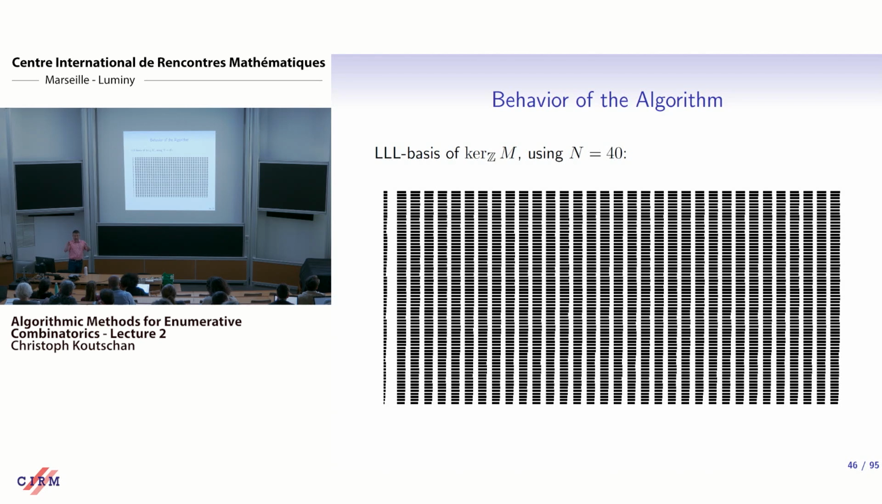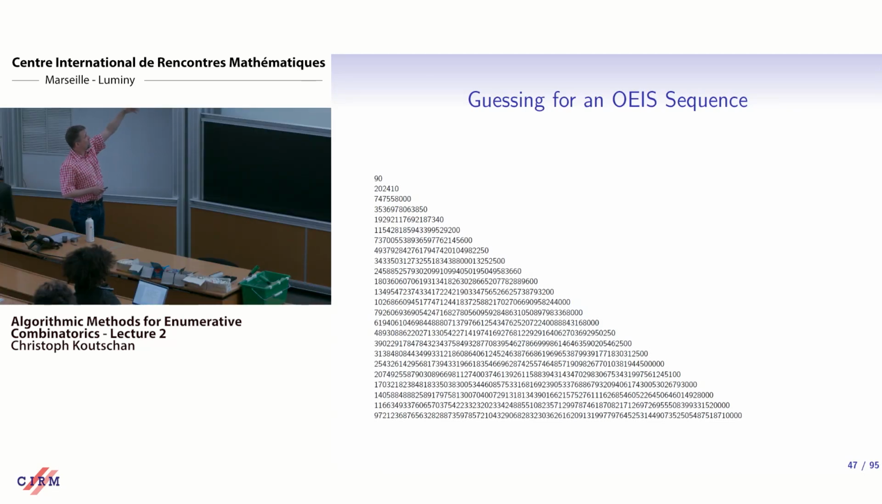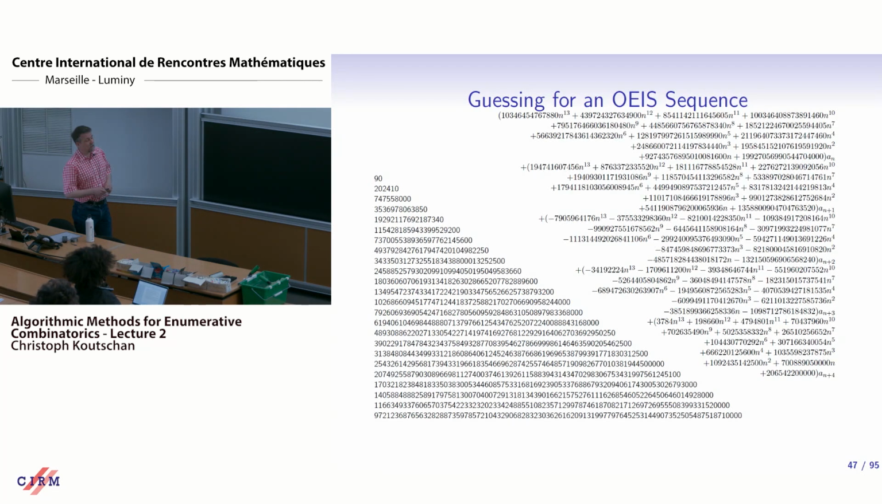I will tell you other checks that we can do to convince ourselves that the result is correct in practice. So here's a particular example, some sequence that we found in the OEIS. I think this is the one that I used for the other pictures. So here we see the first 30 terms that were used for guessing. And the recurrence that was found by the algorithm is this one.